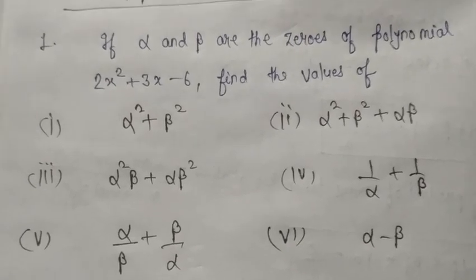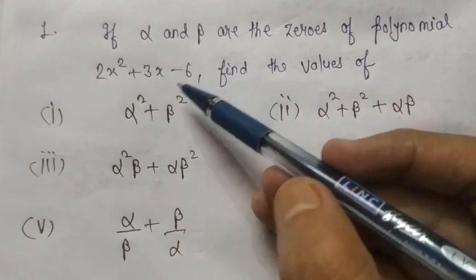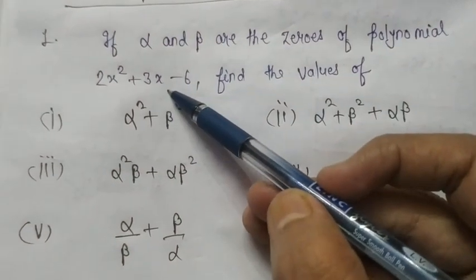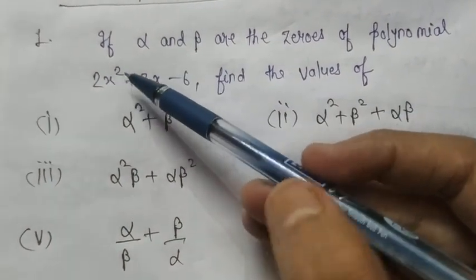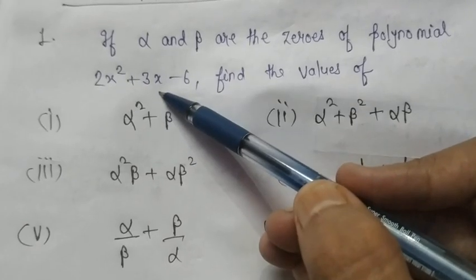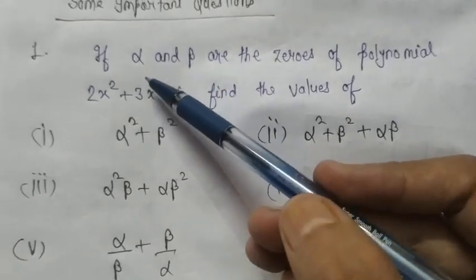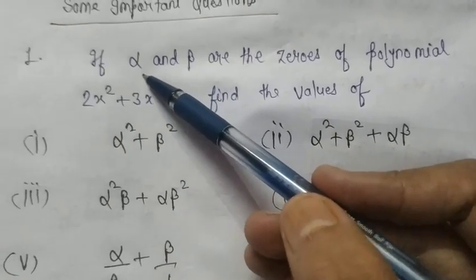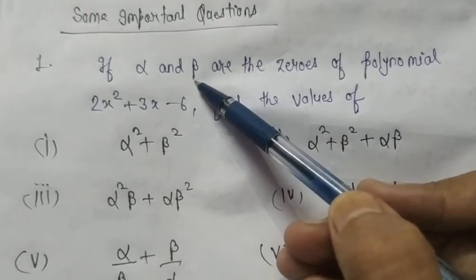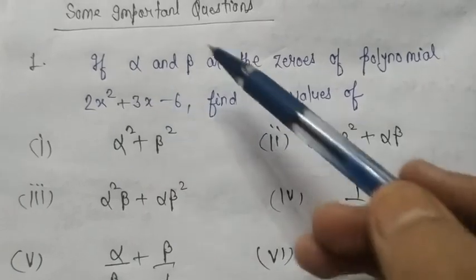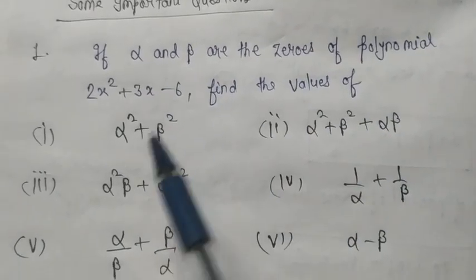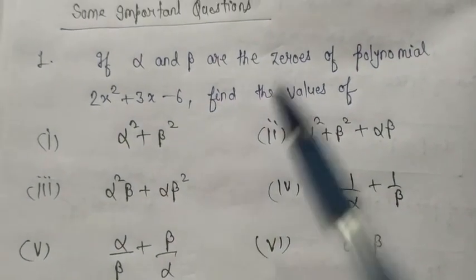See, when you see this question, check which type of polynomial it is. Because the degree is 2, it is a quadratic polynomial, and when it is a quadratic polynomial there will be 2 zeros, and the 2 zeros are given also, alpha and beta. Okay, so from the given information we have to find the values asked in these questions.